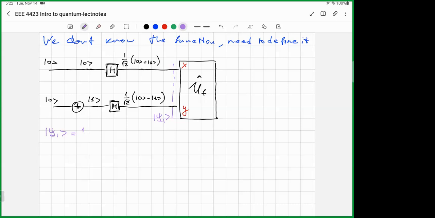So first we write the second one. It's going to be 1 over square root of 2, state 0 minus state 1, then tensor, the state of the first one, 1 over square root of 2, state 0 plus state 1. All right. So I take the tensor product. It's going to give me 1 over 2, and then state 0, 0, plus state 0, 1, minus state 1, 0, minus state 1, 1.